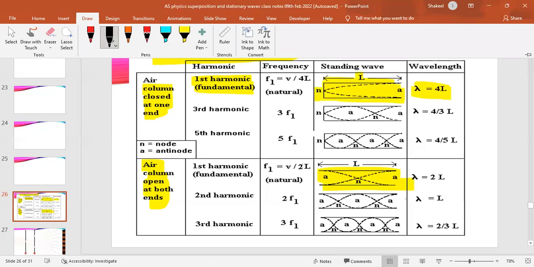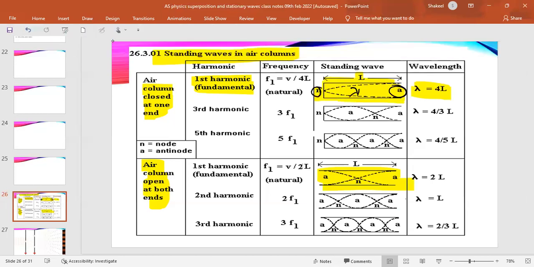Why wavelength would be 4L? Because the distance between a node and antinode is lambda by 4. So you will say that this lambda by 4 is L and then lambda is 4L. So that's why lambda is 4L. And then the fundamental frequency F1 is V by 4L. So this is the minimum frequency that is required to produce standing wave in a closed end pipe.